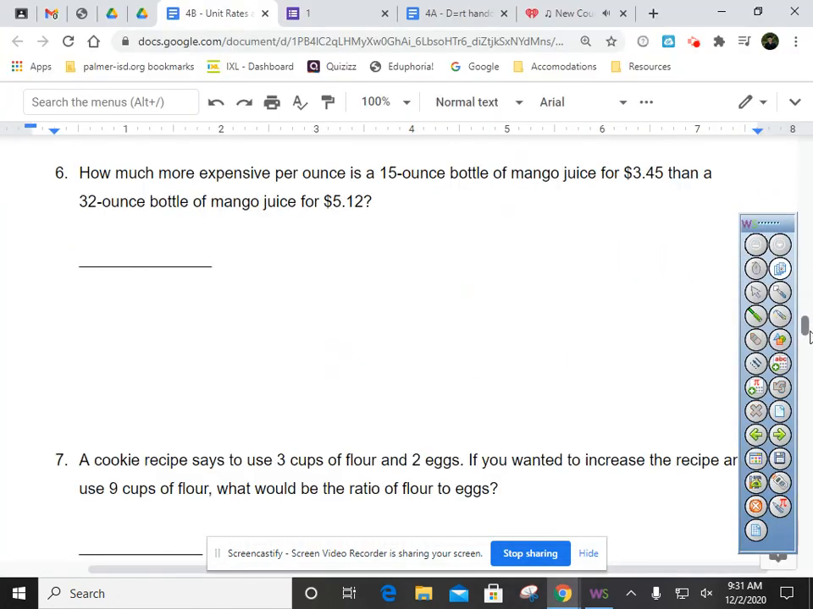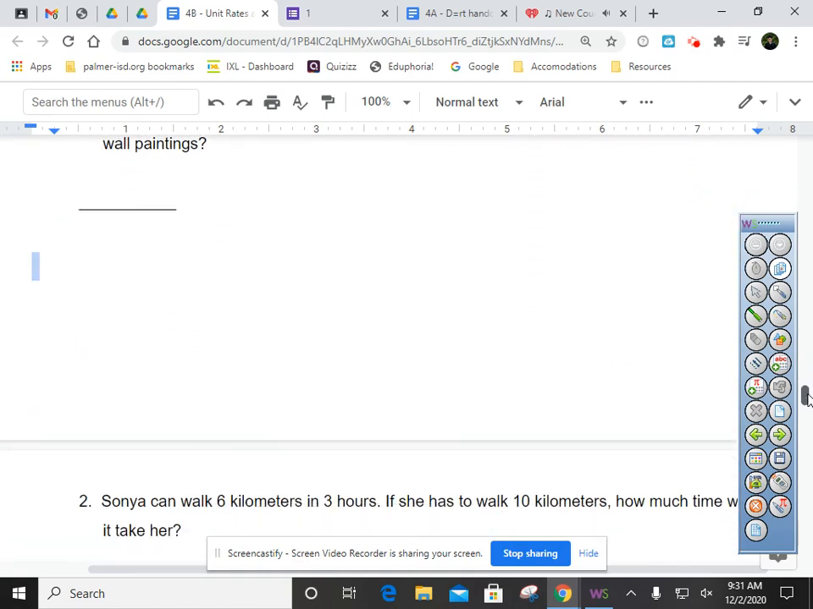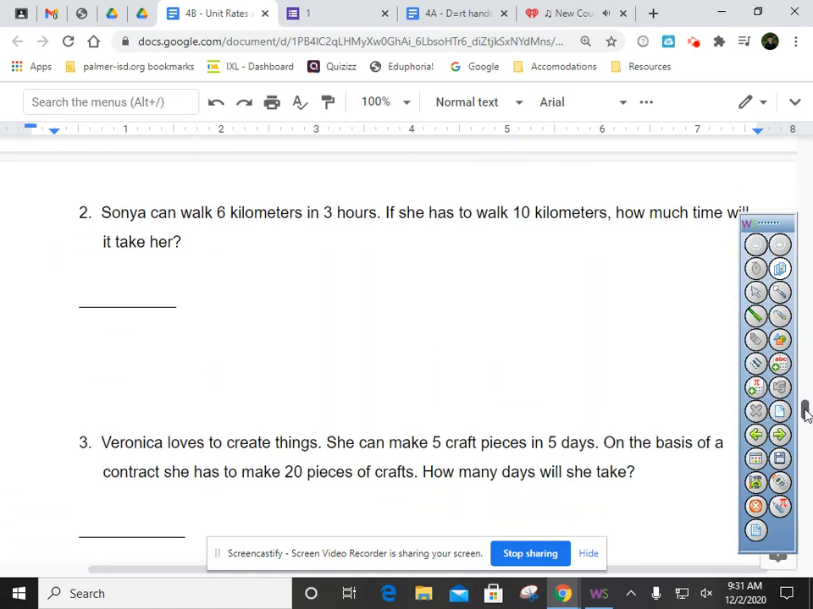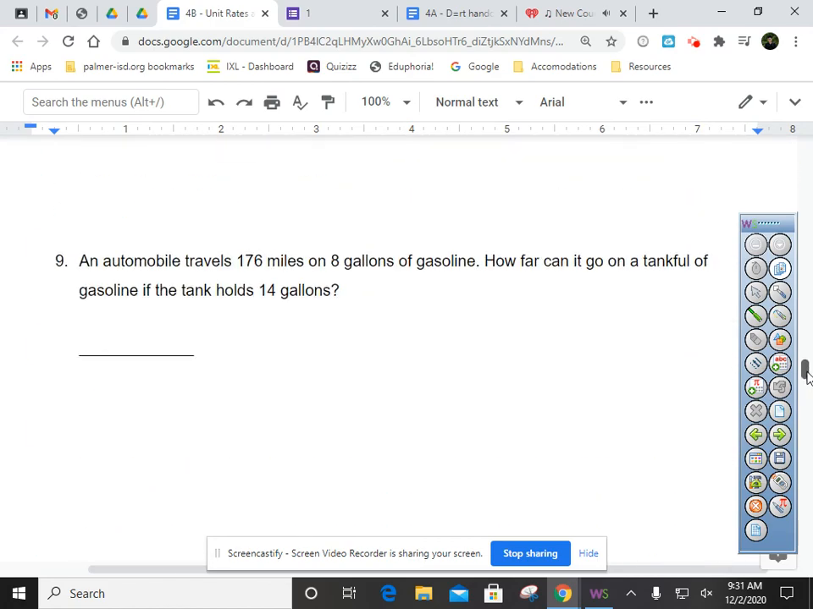Your assignment that is due tomorrow starts on page 5. It's the you do section on page 5. There are 10 questions. You need to do them all.